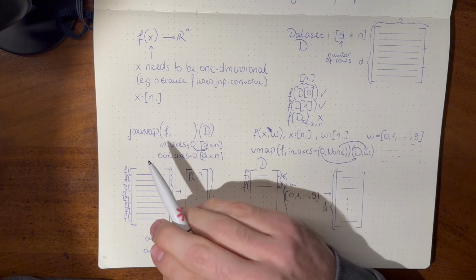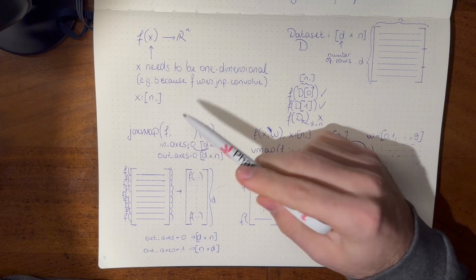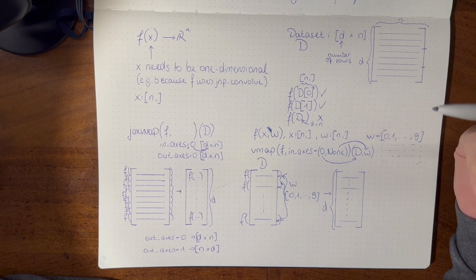And now let's get to the VMAP function. I initially thought I was going to show this on screen, but I figured it's actually easier to explain it on pen and paper instead.